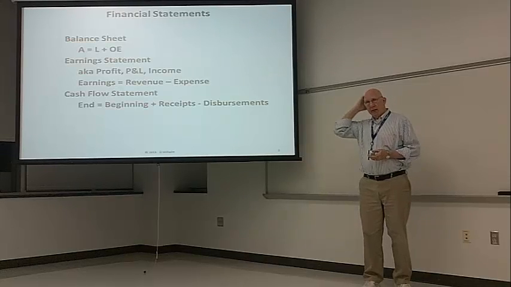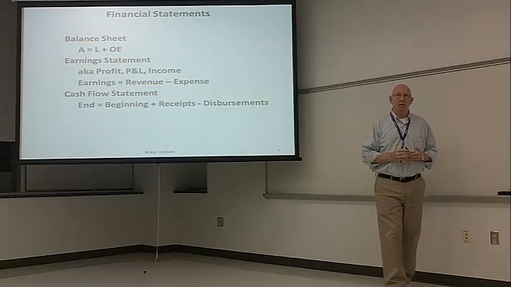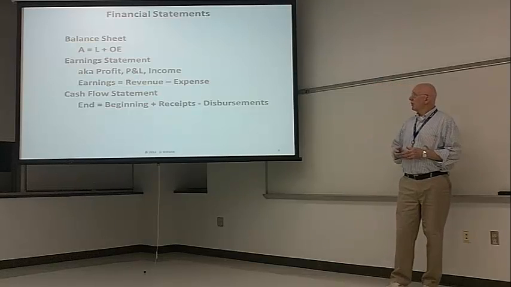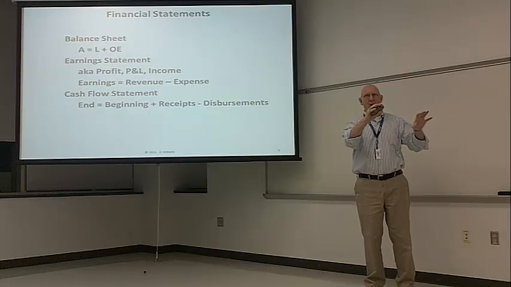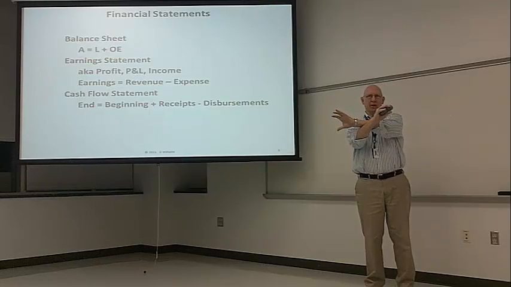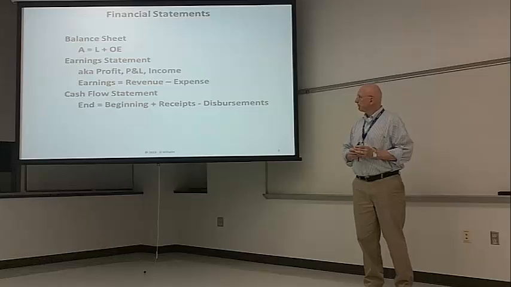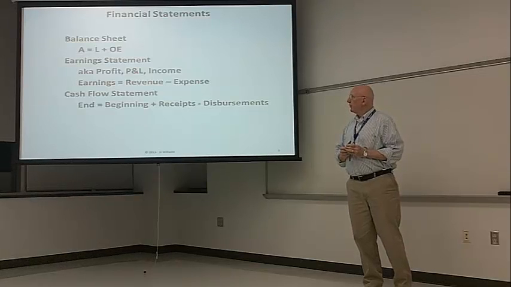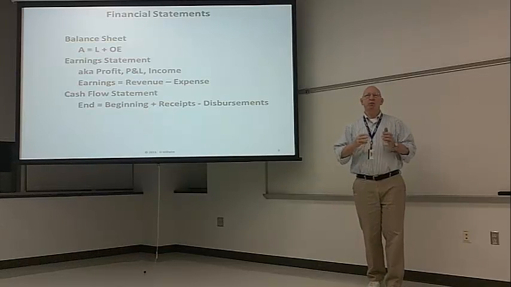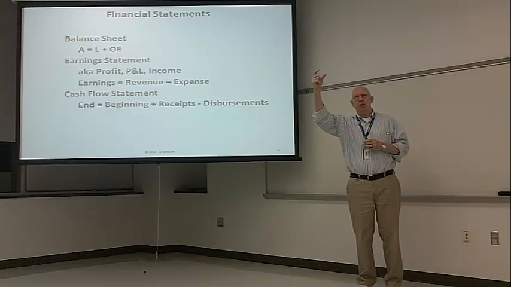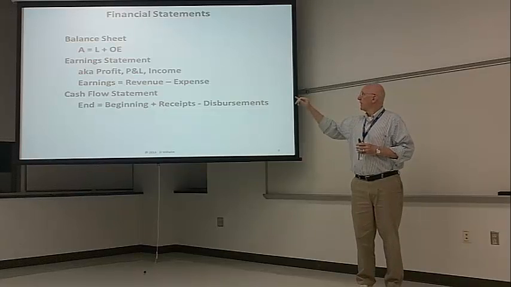So there are 3 major financial statements: the balance sheet, the earnings statement, and the cash flow statement. The balance sheet looks at a point in time and compares what we got, what we owe, and the difference called owner's equity, or assets equals liabilities plus owner's equity. The next 2 statements, the earnings statement and the cash flow statement, look at a business over a period of time. Balance sheet, point in time; earnings statement and cash flow statement, period of time.